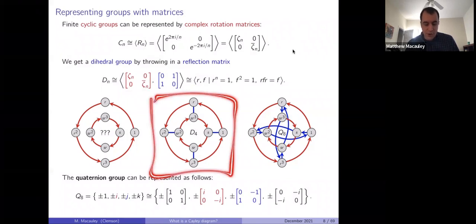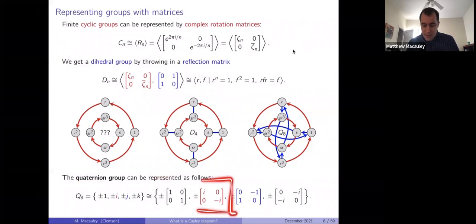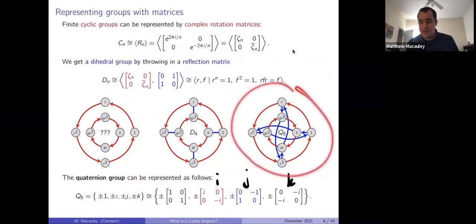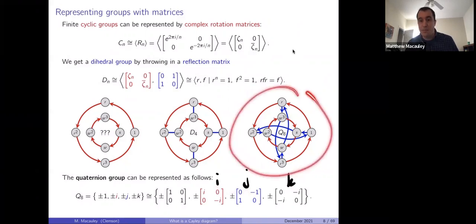Now, the quaternion group can also be represented with matrices, and this is the matrix for i, and this is the matrix for j. So let me write this down. You can think of this as i, this as j, and this as k, and i times j is k, j times i is negative k. And here's a different Cayley diagram for the quaternion group. I think it's incredibly helpful to see this picture rather than just i, j, and k.